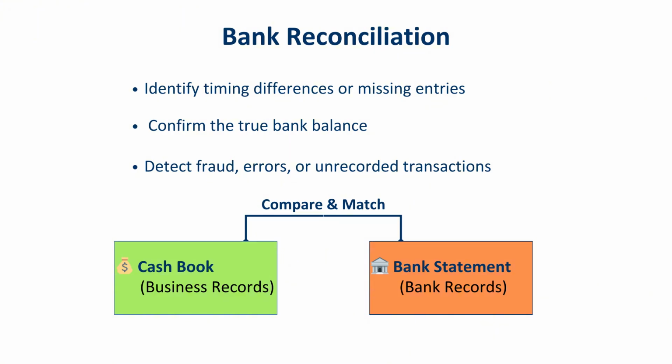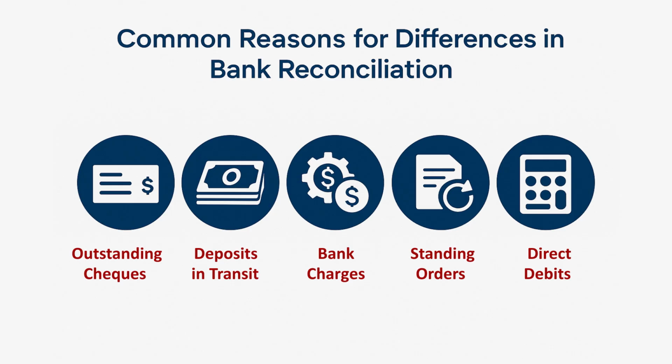Why is this necessary? Because timing differences and errors can easily occur. The bank may record something before or after we do, or we might have missed a transaction altogether. The main purposes are to spot timing differences or errors, to confirm the real balance available in the bank, and to detect fraud or missed entries before they become bigger issues. It's completely normal for the cash book and bank statement not to match exactly at first. There are many legitimate reasons for this, and understanding them helps you reconcile accurately.